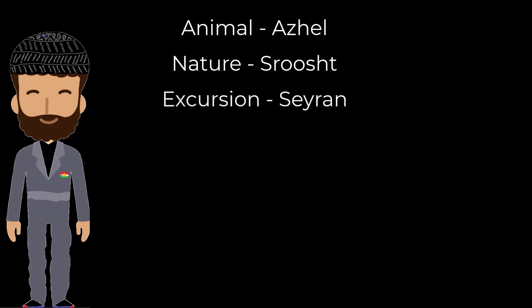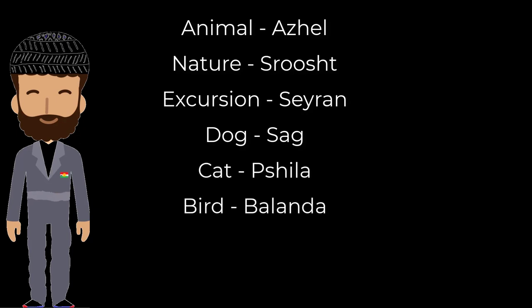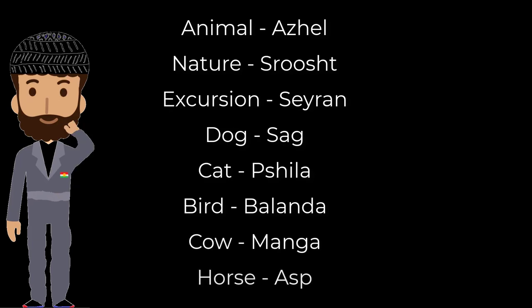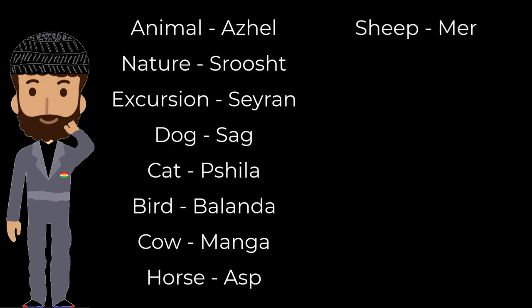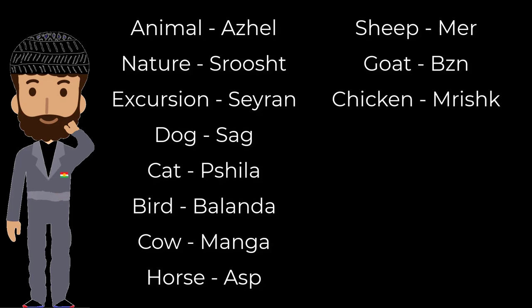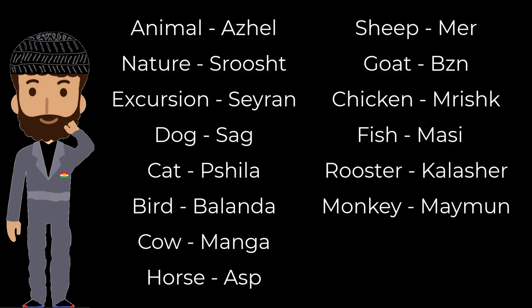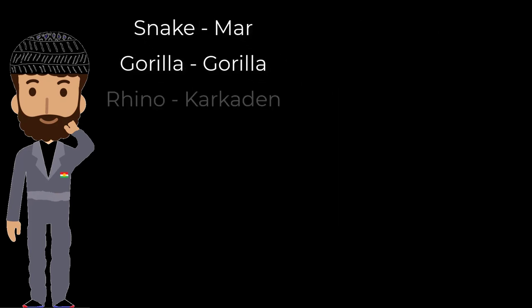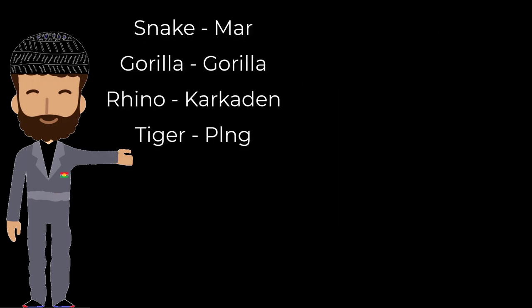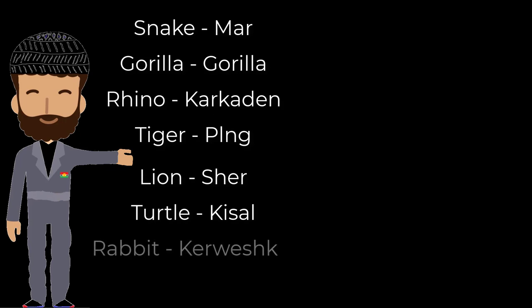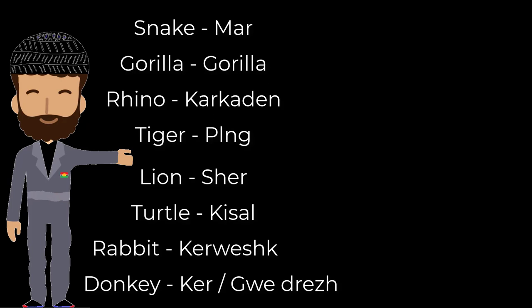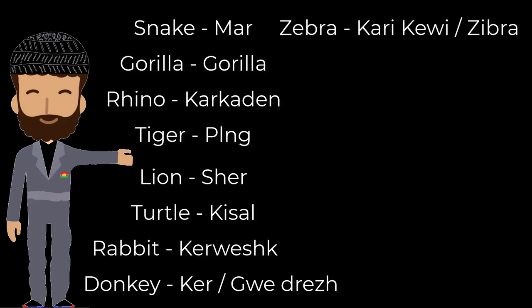Excursion, seyran. Dog, sag. Cat, pshila. Bird, balanda. Cow, manga. Horse, esp. Sheep, mar. Goat, bzin. Chicken, mrişk. Fish, masi. Rooster, kalaşer. Monkey, meymun. Gorilla, gorila. Snake, mar. Rhino, karkaden. Tiger, pılın. Lion, şer. Turtle, kisal. Rabbit, kırvişk. Donkey, ker or gödrej. Zebra, keri kevi or zebra.